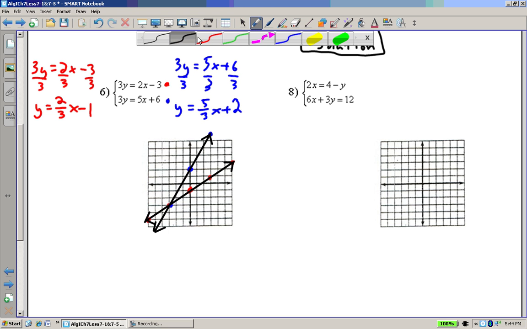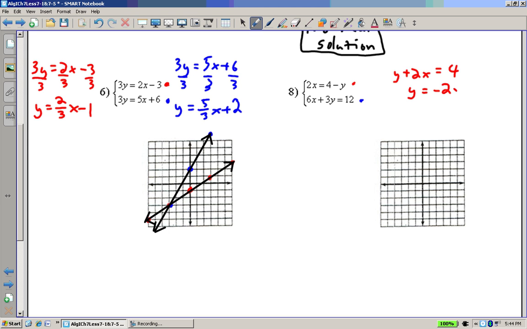Okay. Again, let's go ahead and solve. Make this the red, and this the blue, as traditionally we have done. Let's solve for y here. I'm actually going to add y to both sides, then subtract 2x. Y equals negative 2x plus 4. Then the blue, I'm going to subtract 6x from both sides, divide by 3, and y equals negative 2x plus 4.